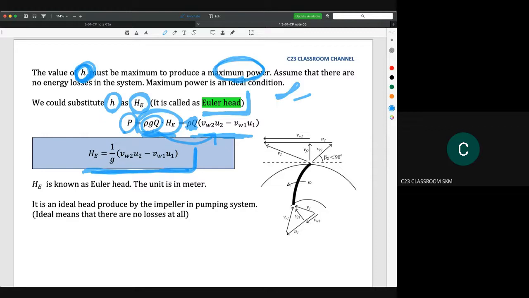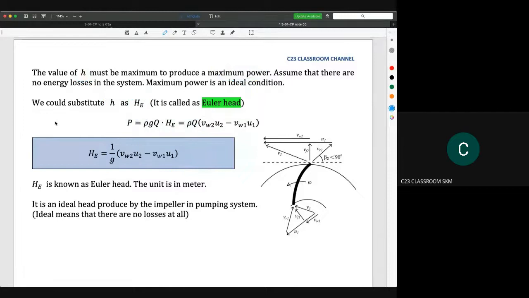Please remember how to derive the Euler head, because this is the most popular question in your final or your test 2. Please make sure that you can derive the Euler head. The unit for Euler head is meters. Why do we use the unit of meters? Because it shows the height of the water that can be delivered by a pump. So that is the idea of Euler head.